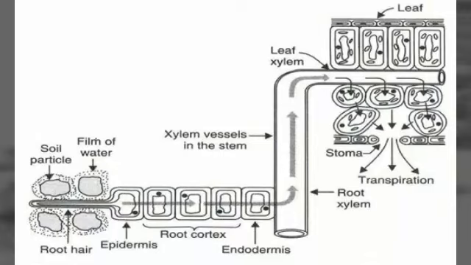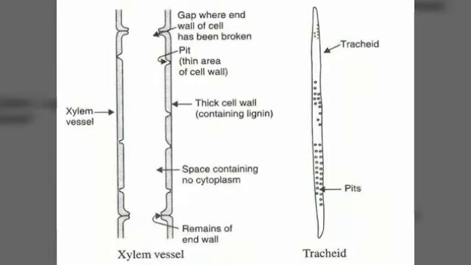The root hairs have water surrounding them between the soil particles. Then it transfers into the epidermis, root cortex, endodermis, and then it enters inside the xylem. When it enters the xylem through the xylem vessels, it is transported to the aerial part, or you can say the upper part of the plant. The xylem vessels and tracheids both help in the transportation of water.